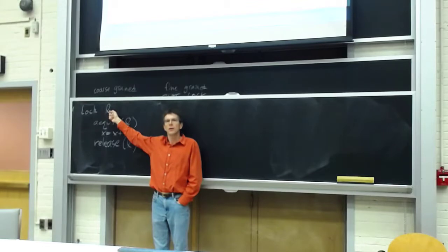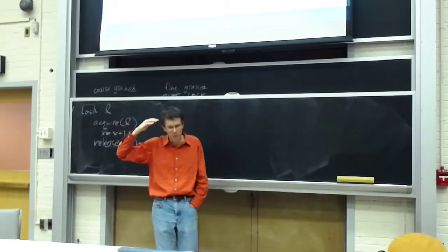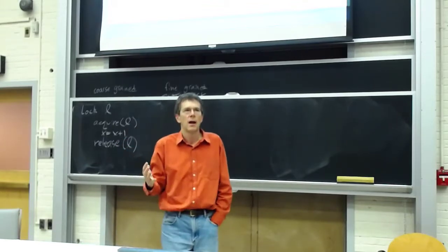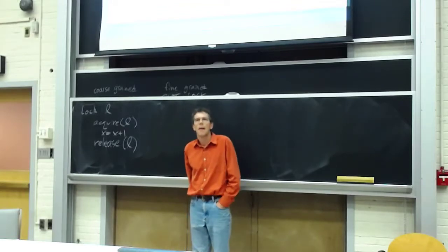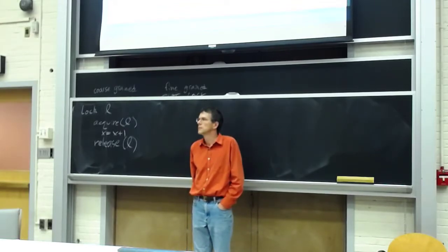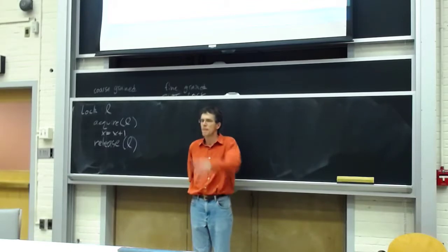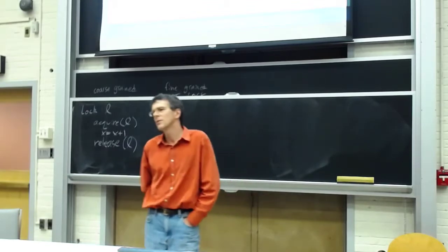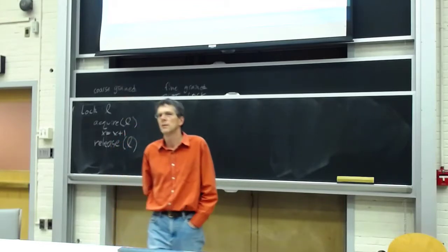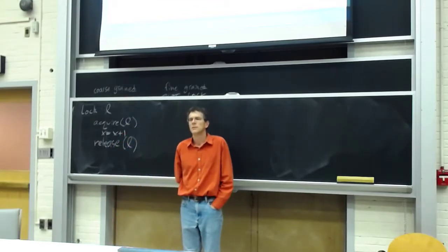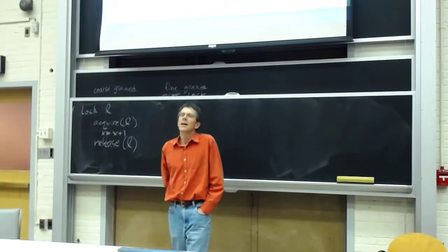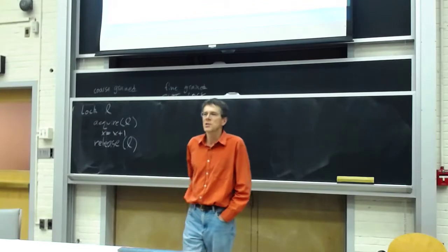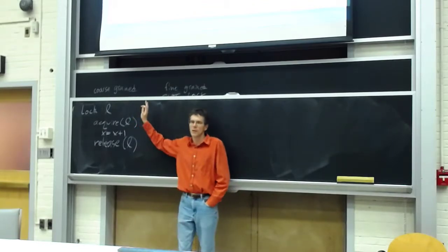One excellent reason to allow the programmer to declare lock objects explicitly is so that a program can have more than one lock object. Why would you ever want to have more than one lock object? So that you can do multiple things in parallel, like with the hash tables. Yeah.